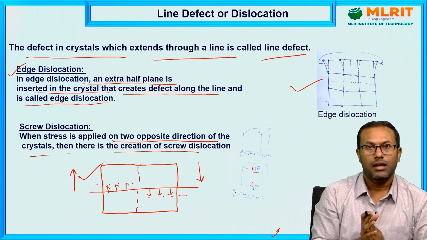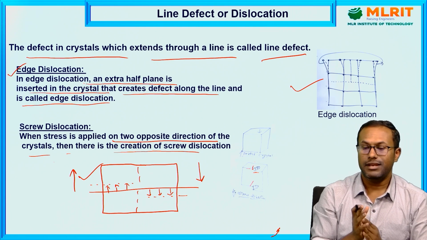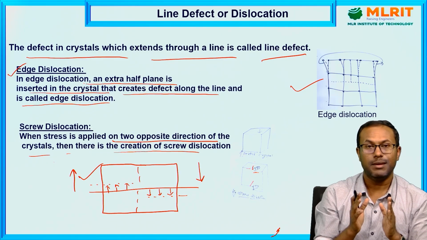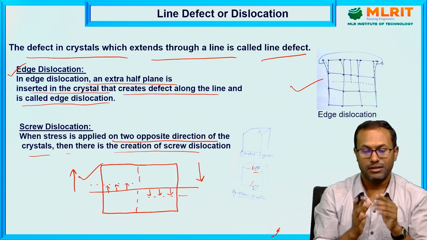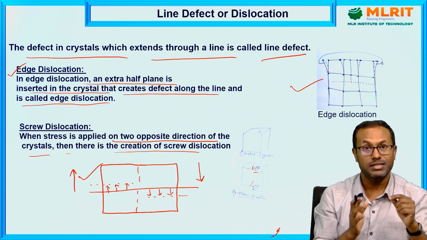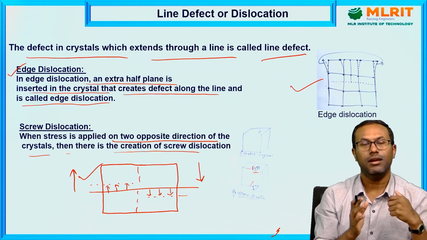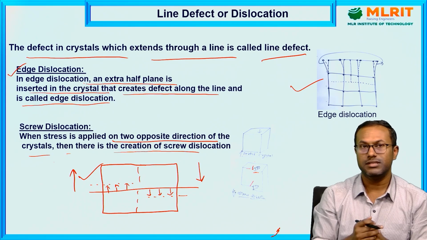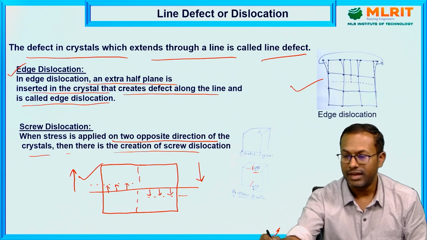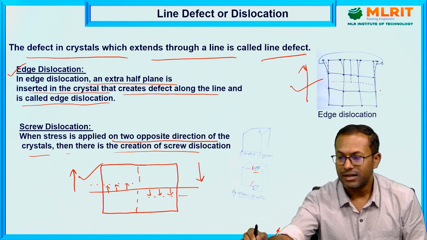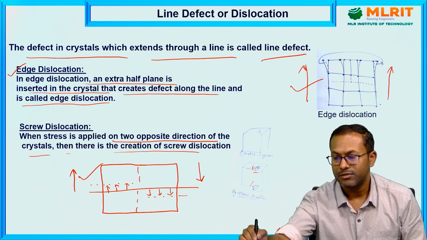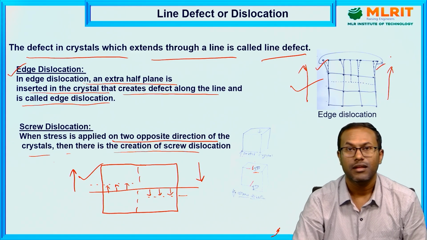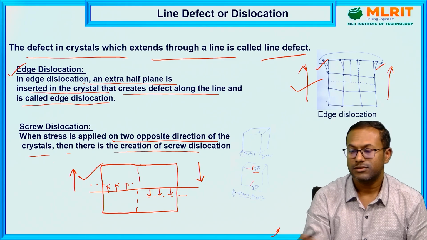Next is line defect. What is line defect? Suppose in a crystal structure the defects happen along a particular line. When a group of atoms are dislocated along a line, it is called line defect. It also has two parts, edge dislocation and screw dislocation. I already discussed edge dislocation: the atoms are deviated along the edge, the periodicity breaks along the line, and one edge of the crystal structure is deviated, so it is called edge dislocation.